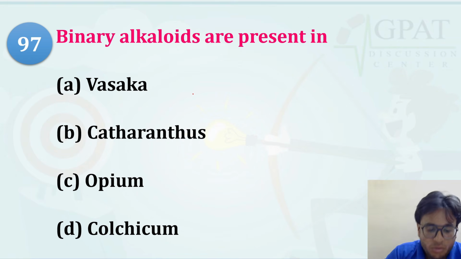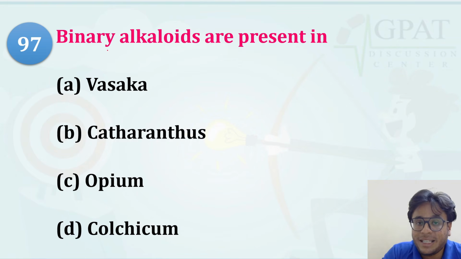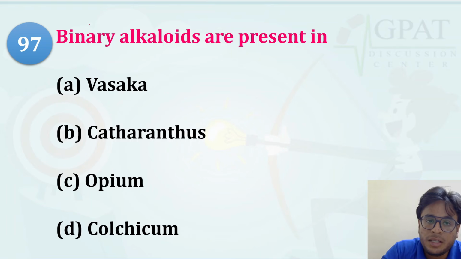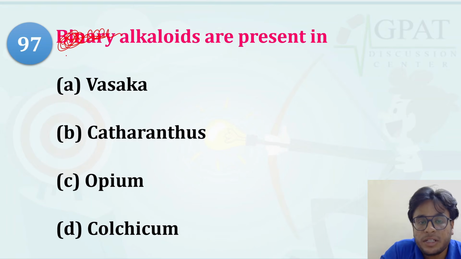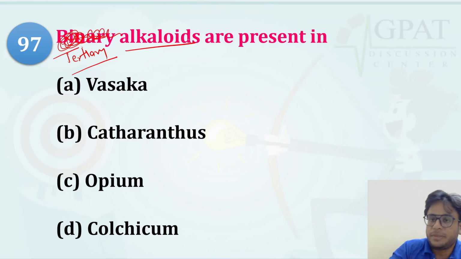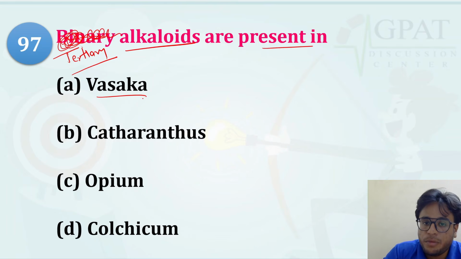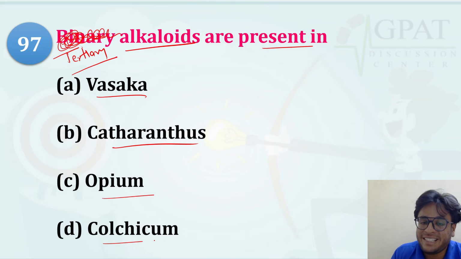Moving towards our next question: what are going to be the binary alkaloids? We have to correct this question; they are not asking about the binary alkaloid. They are mainly asking about the tertiary alkaloid or ternary alkaloid. Option A is Vasaka, option B is Catharanthus roseus, we can also say Vinca rosea. Option C is opium, and option D is colchicum. So which option is going to be correct?